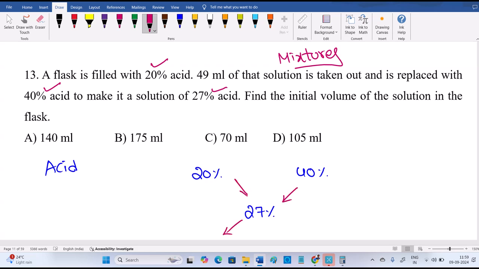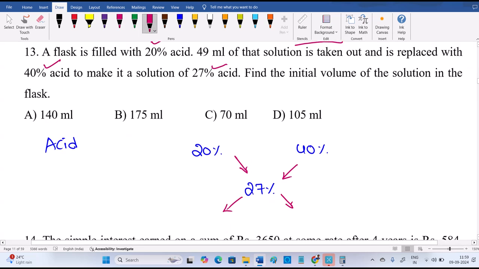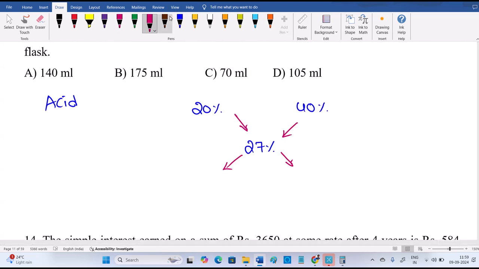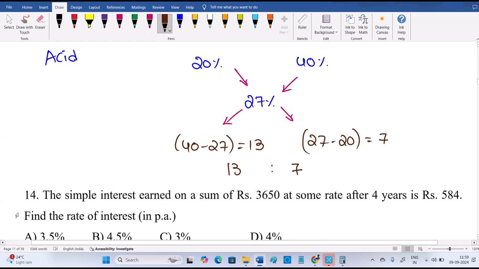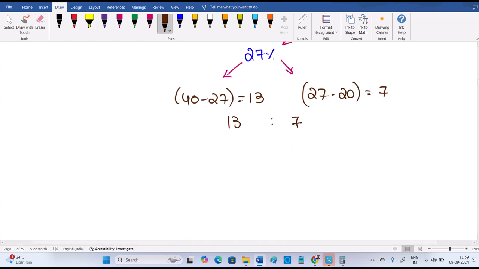I hope people know this butterfly diagram. Take difference, put in opposite side. Take difference, put in opposite side. Mixtures and alligation concept, we believe that people know that. Take difference, put in opposite side. Difference means it should always be positive. So when there is 13 initially, we have to mix 7. Initially 13 ml is available, then 7 ml is added.